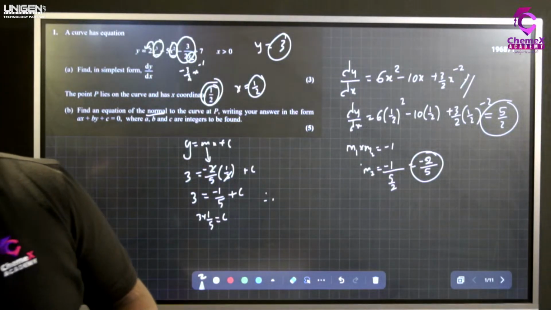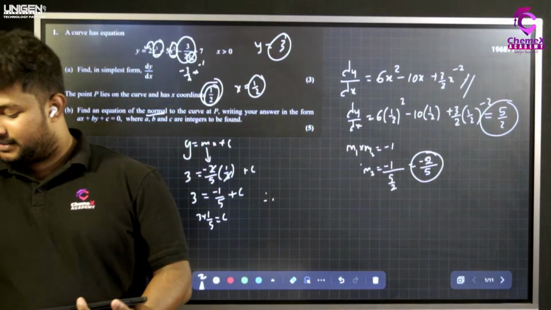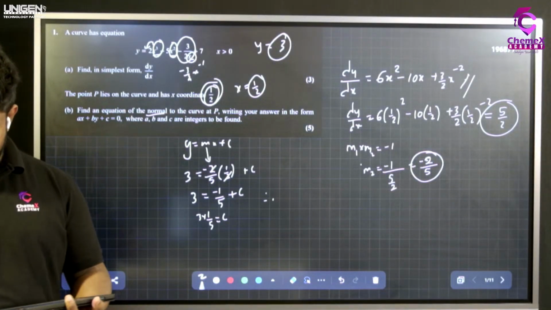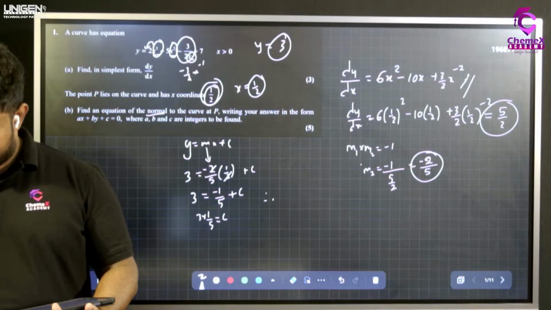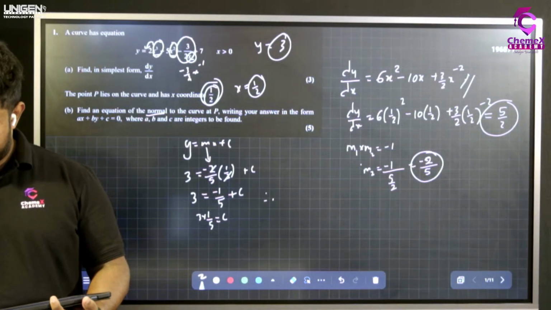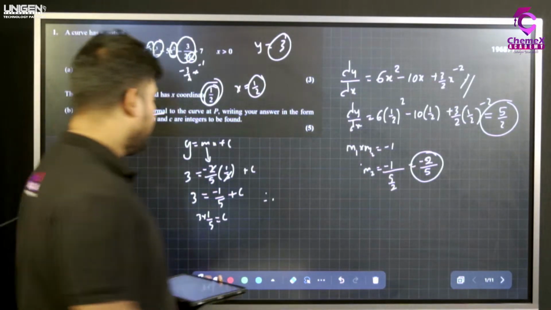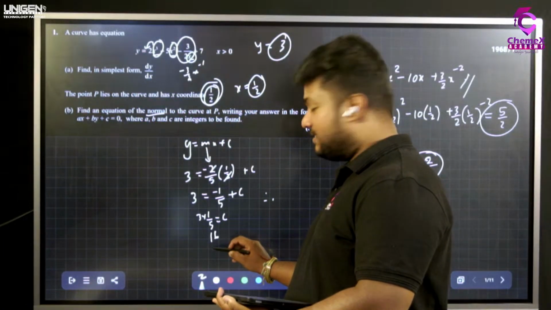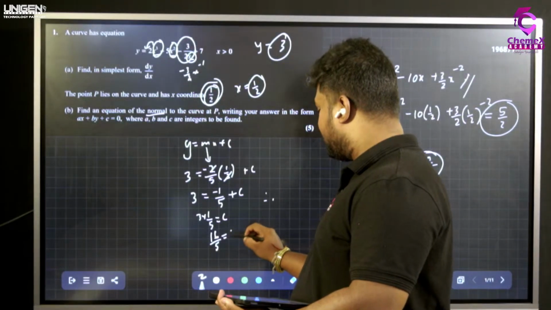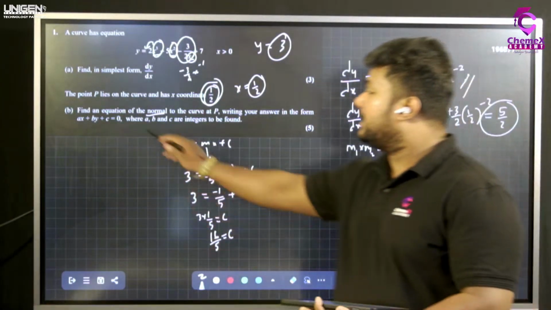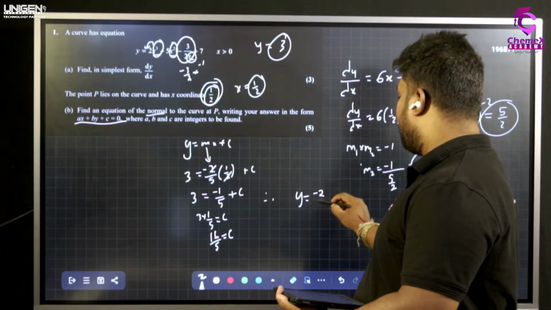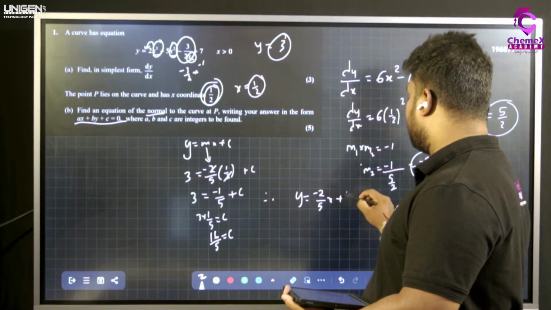What is 3 plus 1 over 5? Yes, sir. 16 over 5. So c is 16 over 5. Now you need to write it in the order they have given. So y equals minus 2 over 5 x plus 16 over 5.